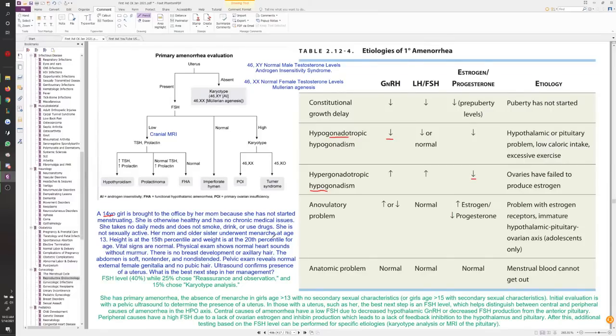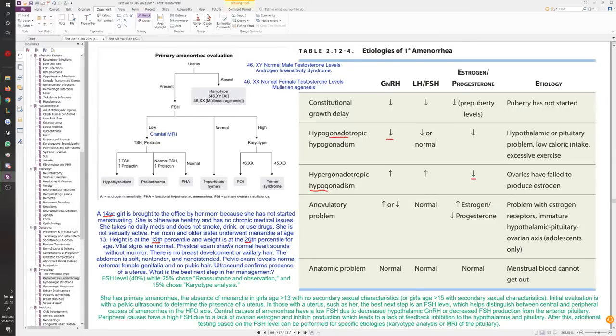Mom and older sister underwent menarche at age 13. Height is at the 15th percentile, so that's on the lower end. On the lower end for sure. Actually, I always say 15 is the pathology on the lower end, and 85 is the pathology on the higher end. So I guess her height is sort of on the pathologic side, but everyone's different. So maybe in another couple months you'll have a growth spurt and she'll grow taller. But for our intents and purposes, we're going to consider this, she's short, too short for her age. And weight is at the 20th percentile.